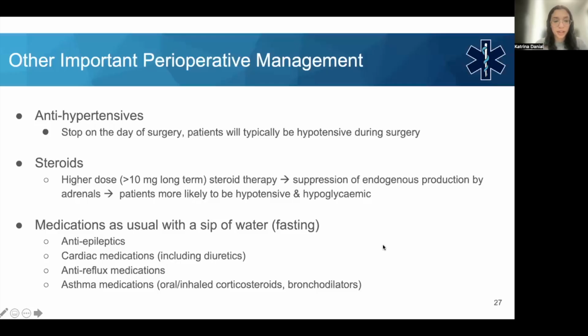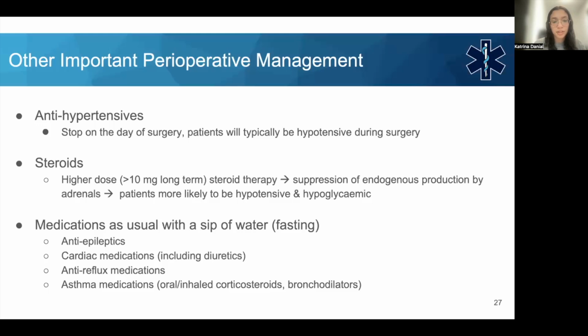All right, so a few other medications. In terms of your antihypertensives, you normally would stop them on the day of the surgery. And the reason for that is all those medications that we talked about prior, so the opioids or the propofol, for example, can cause the patient to already be hypotensive during the surgery. So you don't want the two medications together causing them to be further hypotensive.